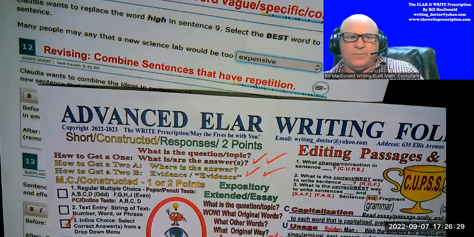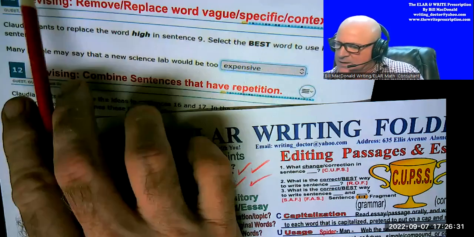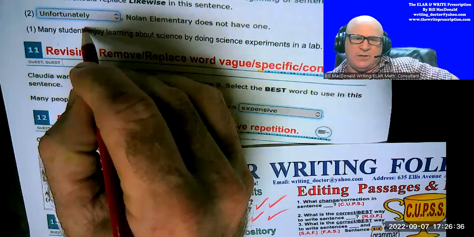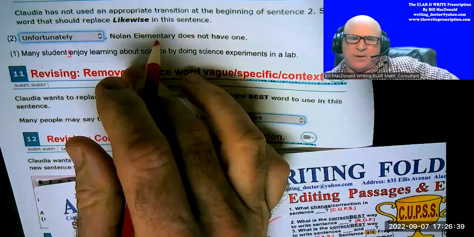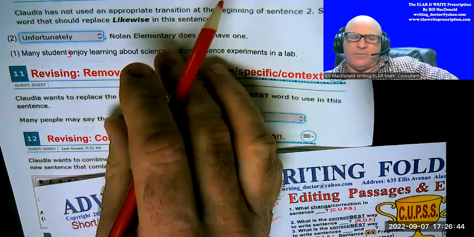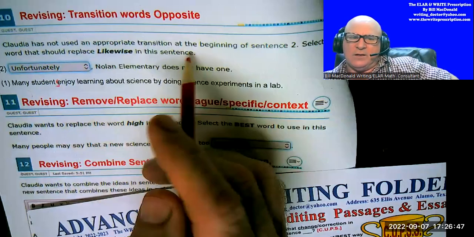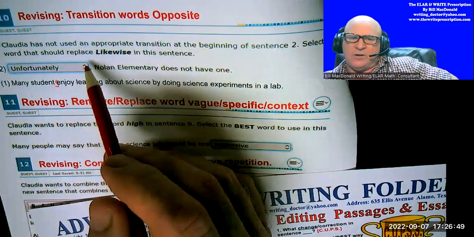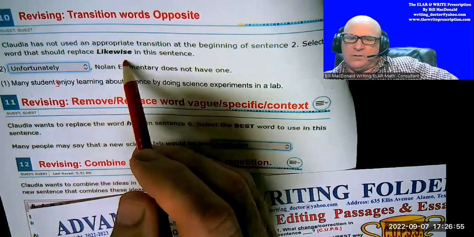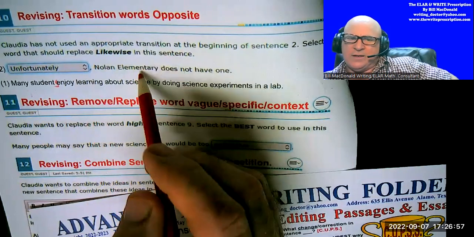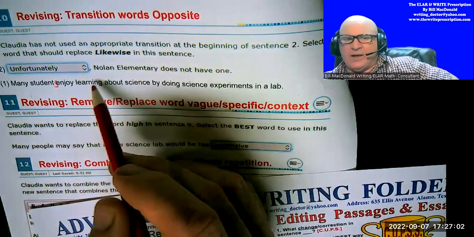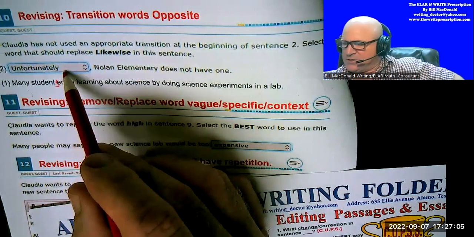Sentence 1 said, "Many students, and I had realized I had forgotten the S when I showed this to my CREST online training teachers, enjoy learning about science by doing science experiments in a lab." Great information, except the second sentence says, "Likewise, Nolan Elementary does not have one." Since that's sort of the opposite of what sentence 1 says, we would need an opposite statement, unfortunately. So that was from a drop-down menu of 4 choices. Okay.